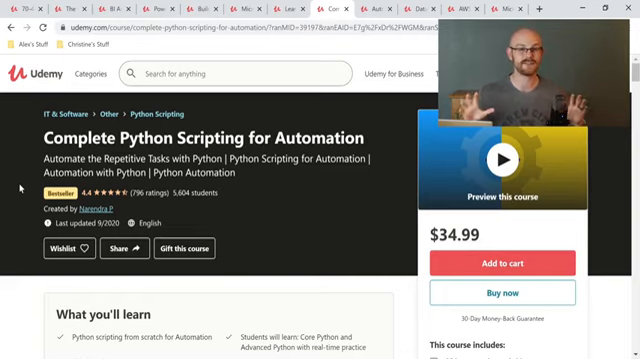The 8th course is another Python one, the complete Python scripting for automation. I am a big believer in automating any work that you can automate. And so this was a very good course that I took. Let's look at some of the things that you'll learn in this course.